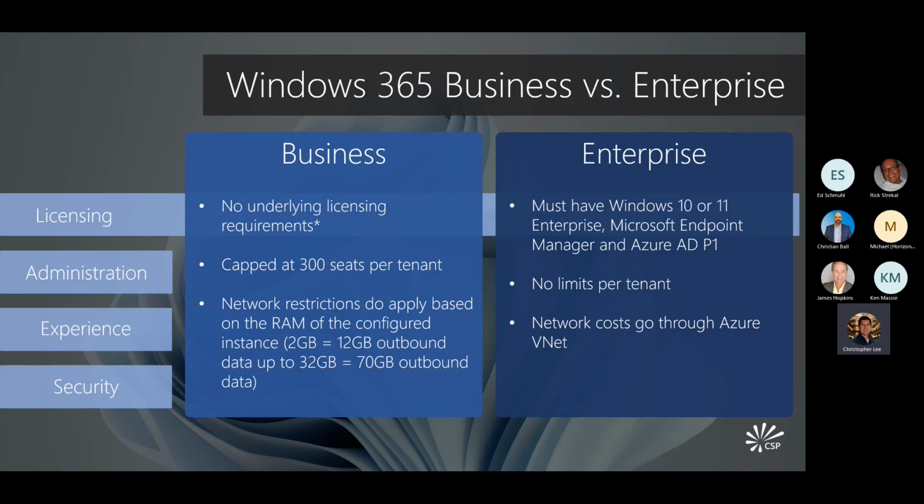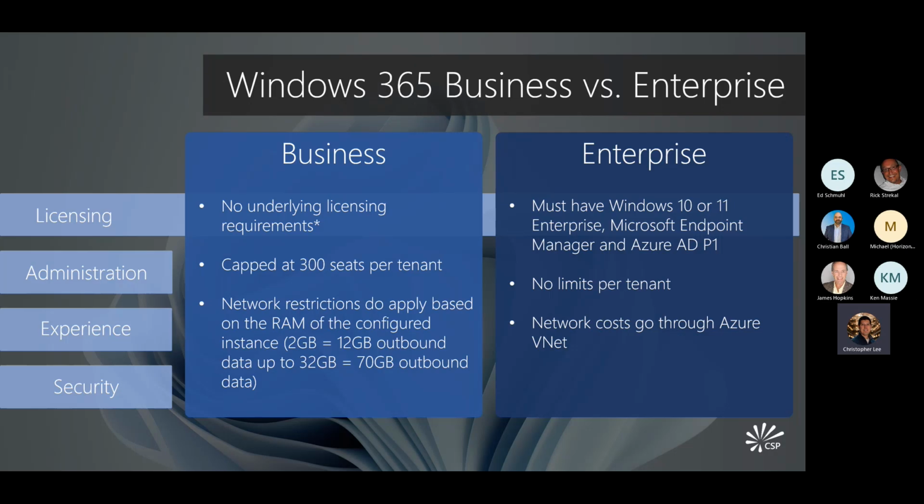There's two flavors, business and enterprise. Business, there are technically no underlying license requirements. Now, I put an asterisk there because you don't need an M365 Business Premium or a Business Standard or any of those licenses to assign a Windows 365 desktop license, but you're not going to get the full capability out of that desktop without at least an Exchange Online P1 license for messaging. But there's technically no underlying licensing requirements.